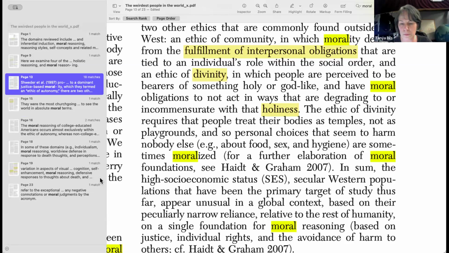Okay. The ethic of divinity requires that people, I'm reading here, treat their bodies as temples, not as playgrounds. And so personal choices that seem to harm nobody else, food, sex, hygiene, are sometimes moralized. Okay, very interesting. So it's not even a matter of what we call social. And probably for me, having been born and raised in the States, this is probably the most distant for me, because that's not how I hear people talk about morality, at least in the context I'm familiar with.